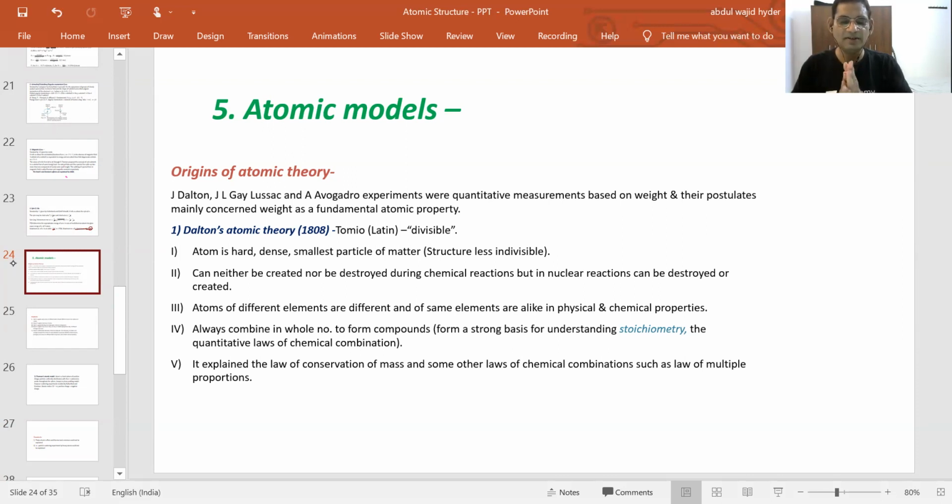First is the origins of atomic theory. John Dalton, J. L. Gay-Lussac, and A. Avogadro: their experiments were quantitative measurements based on weight, and their postulates mainly concerned weight as a fundamental atomic property.